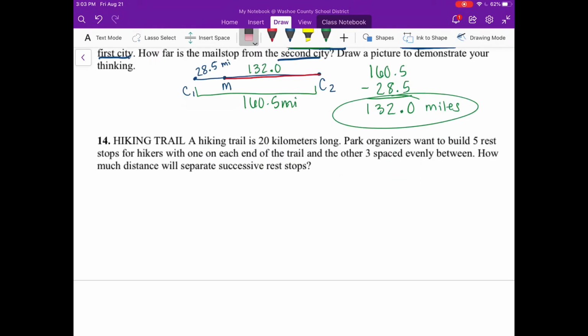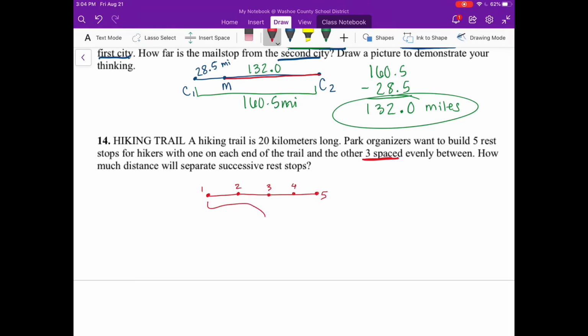All right, the last problem we have here says, a hiking trail is 20 kilometers long. Park organizers want to build 5 rest stops for hikers, with 1 on each end of the trail and the other 3 spaced out evenly. Okay, so I have the trail, and this is my first stop, this is my last stop, and I want 3 more spaced out evenly. So like 1, 2, 3, right? So stop 2, stop 3, stop 4.